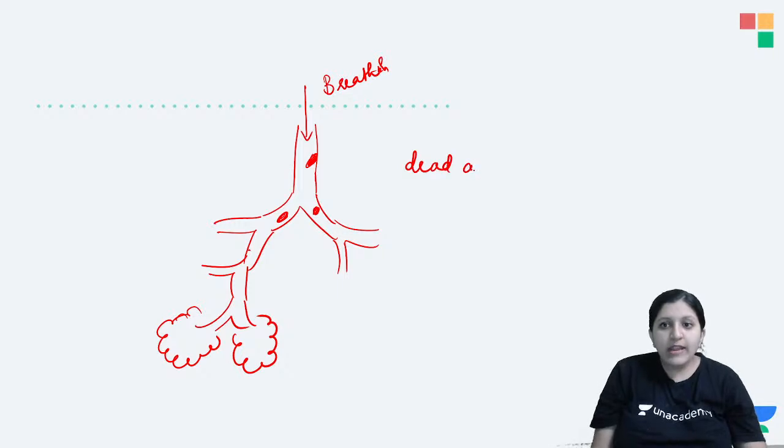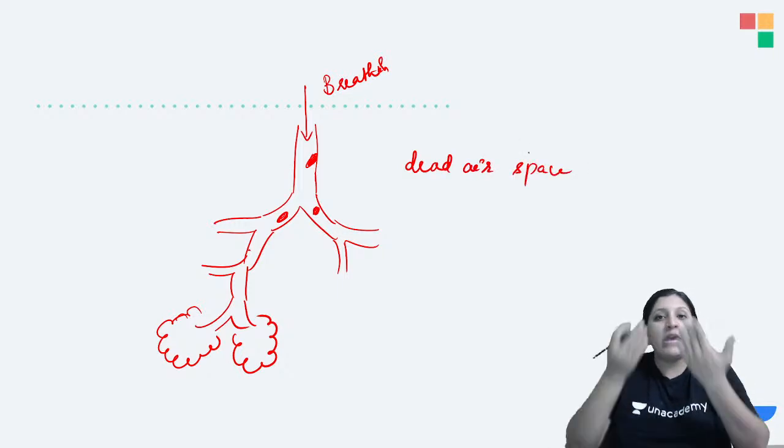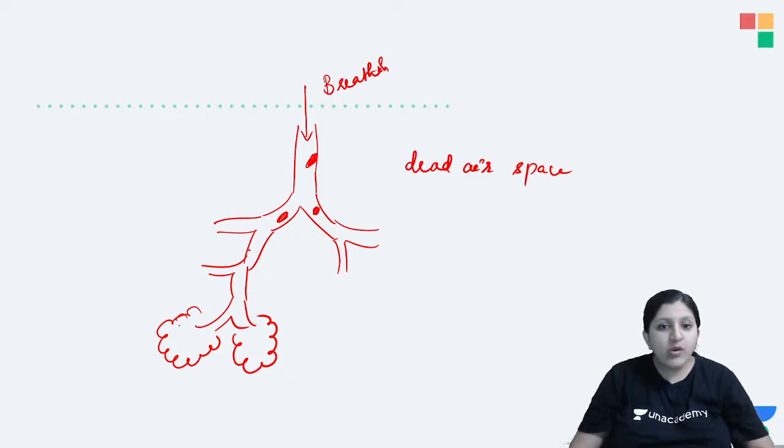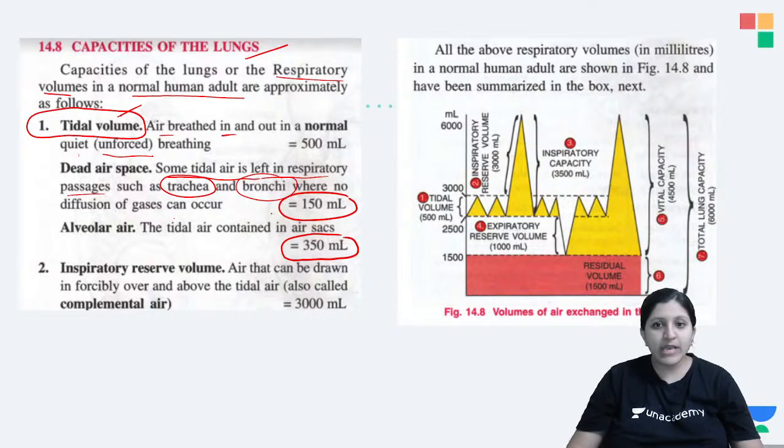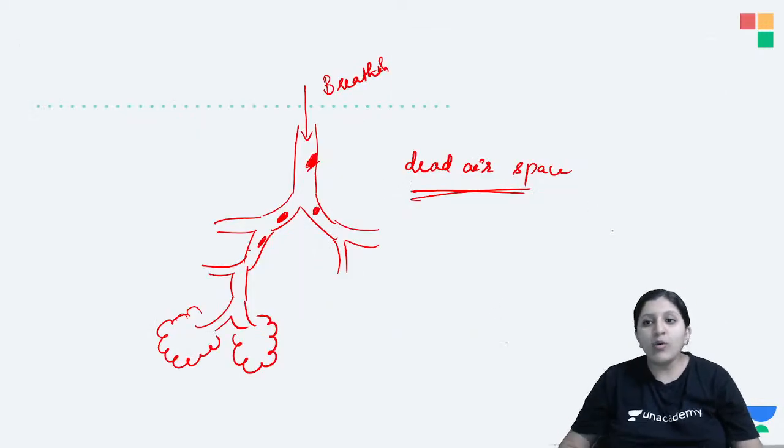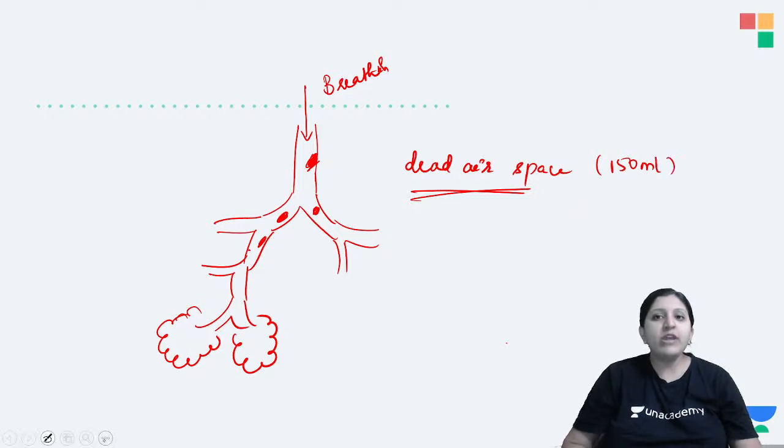Dead air space is basically the air which you inhale that does not reach the alveoli for exchange. This air remains in the trachea, and some amount of air can remain in the bronchioles also. That air is called the dead air space, and it is about 150 ml.